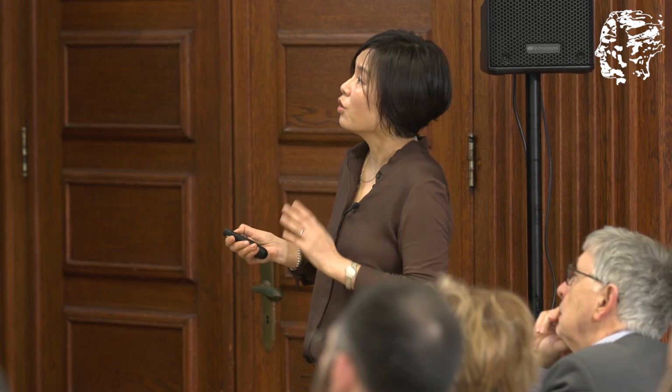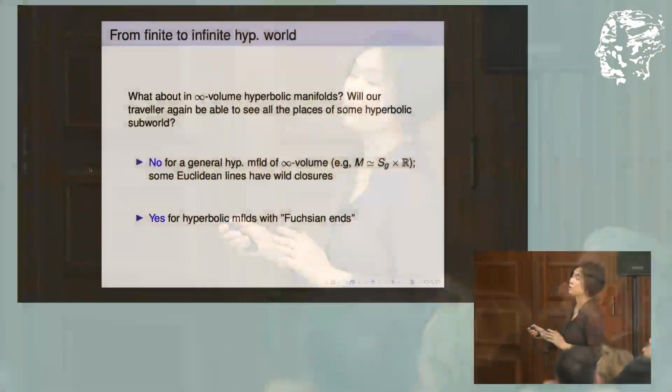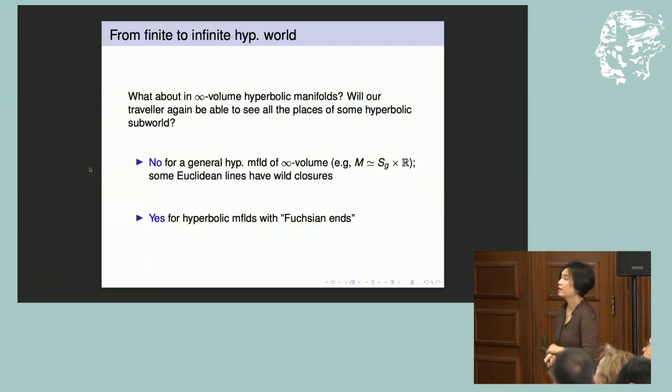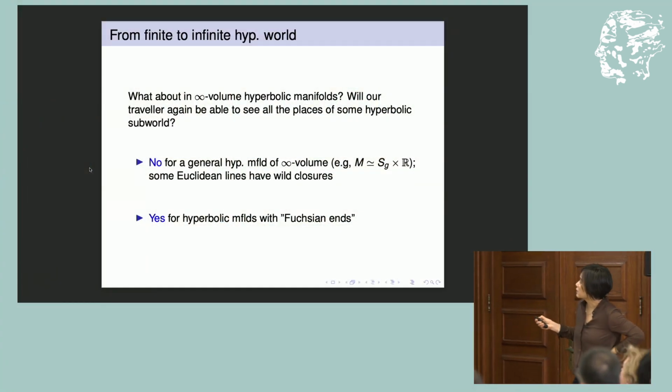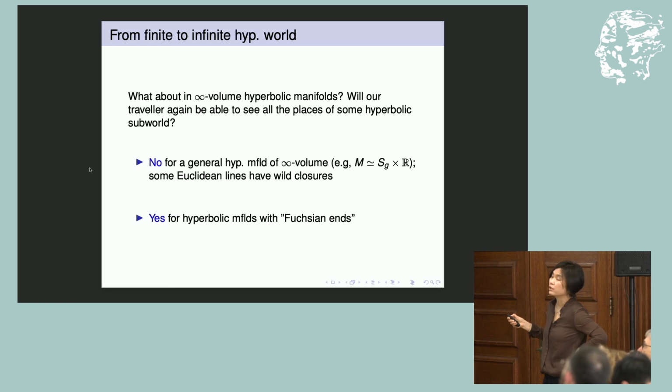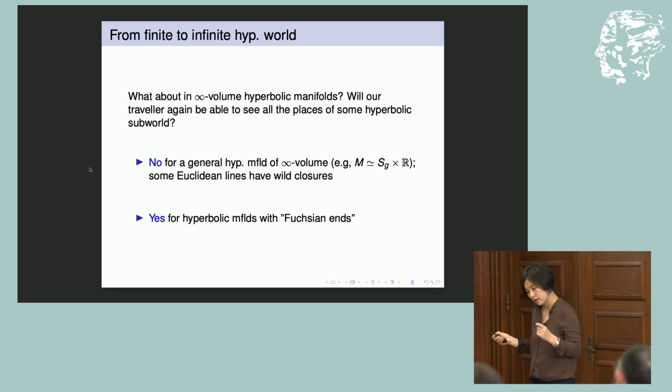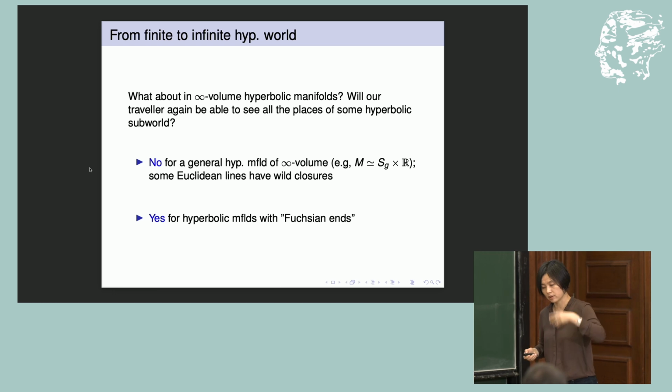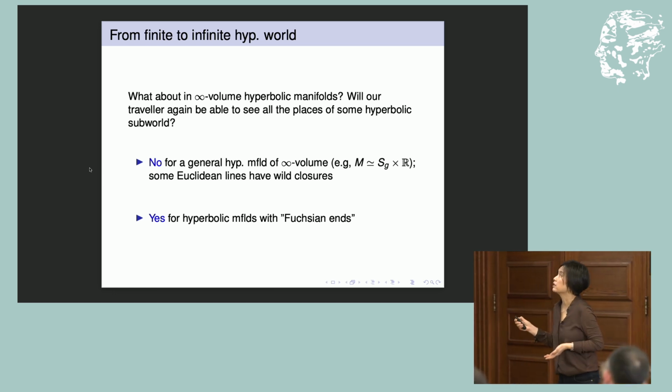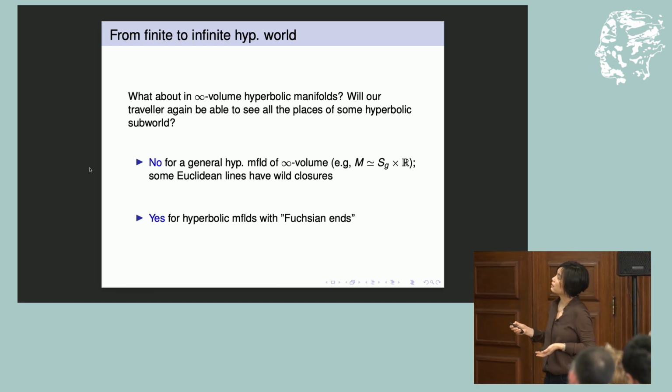So will our traveler again be able to see all the places of some hyperbolic subworld? It turns out the answer is no for a general hyperbolic manifold of infinite volume. For instance, there are these examples of a hyperbolic 3-manifold, which is topologically simply a product of a closed surface times the real line.